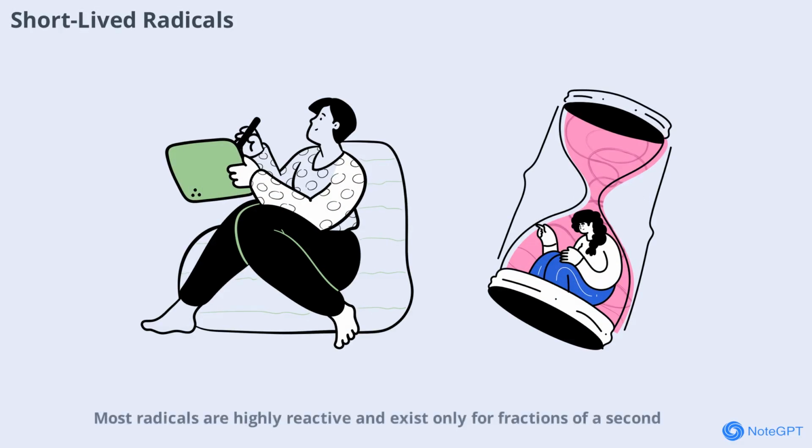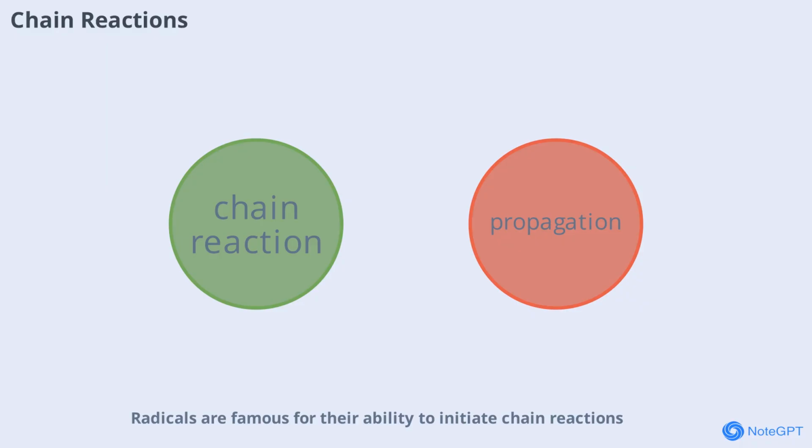Most radicals are highly reactive and exist only for fractions of a second. These short-lived radicals are responsible for initiating and propagating rapid chemical reactions. Their fleeting existence makes them challenging to study, but also crucial for driving many important processes. Radicals are famous for their ability to initiate chain reactions. In these processes, one radical reacts to form another, propagating the reaction. Chain reactions are central to many industrial and natural processes, including polymerization and combustion.